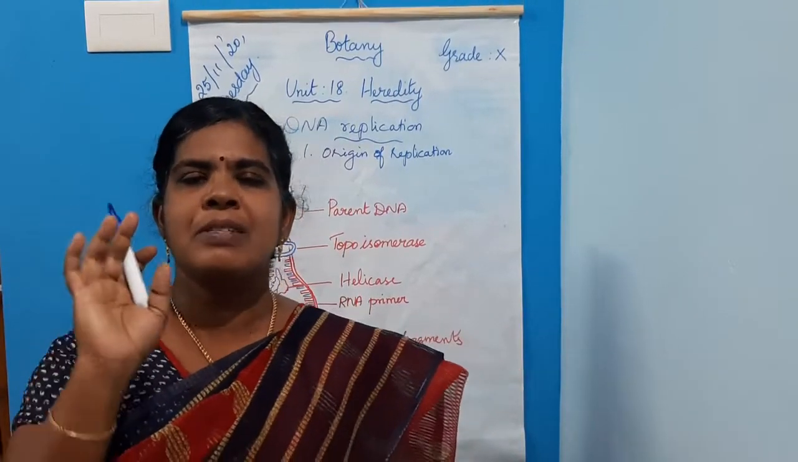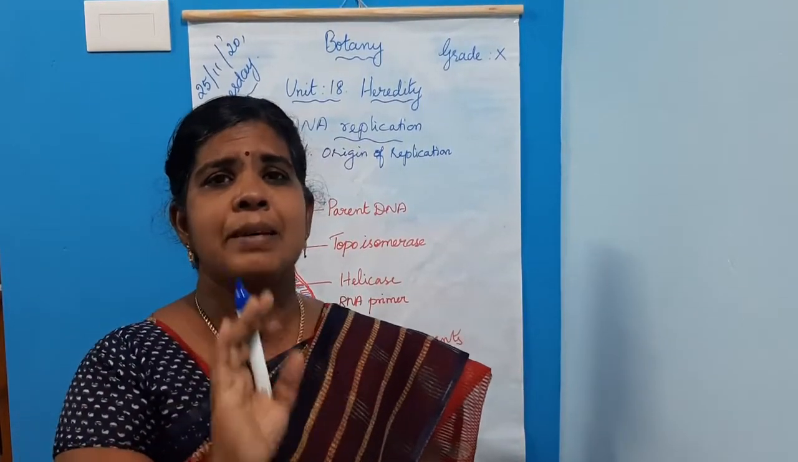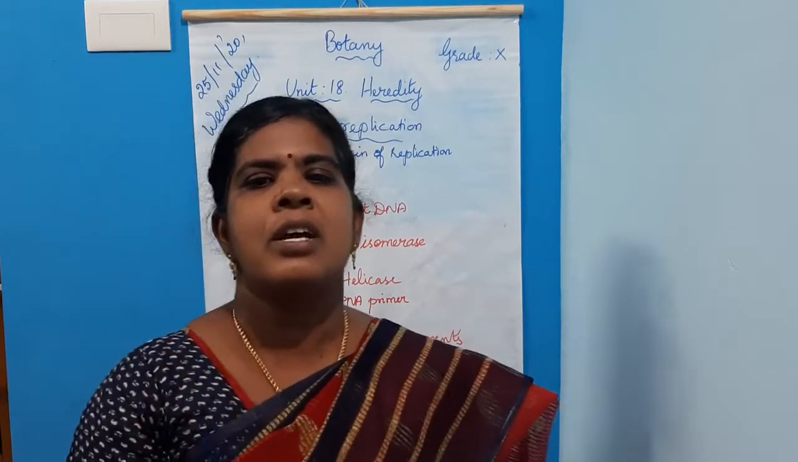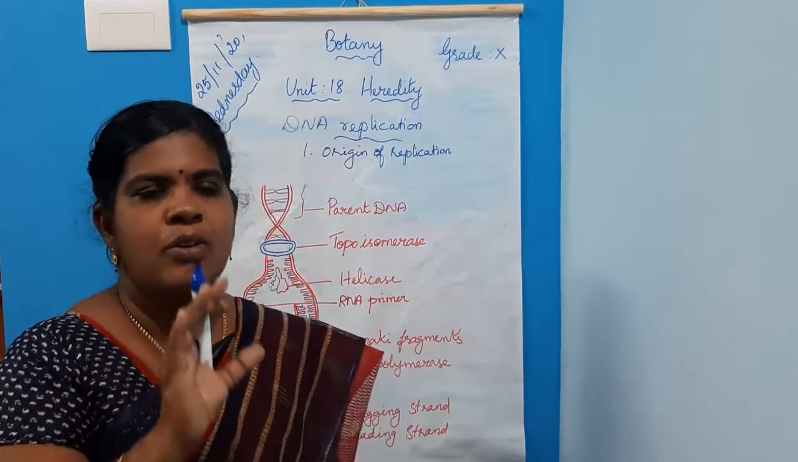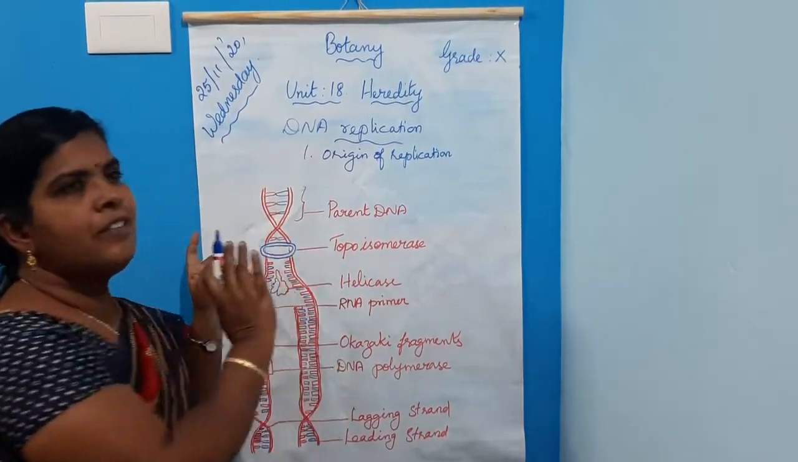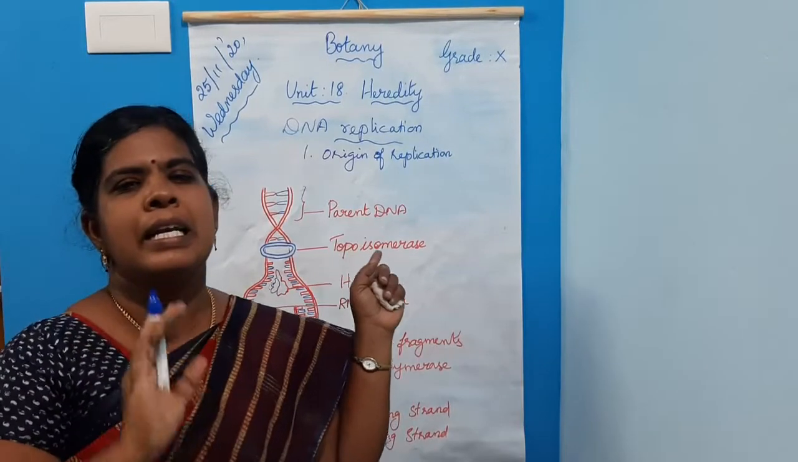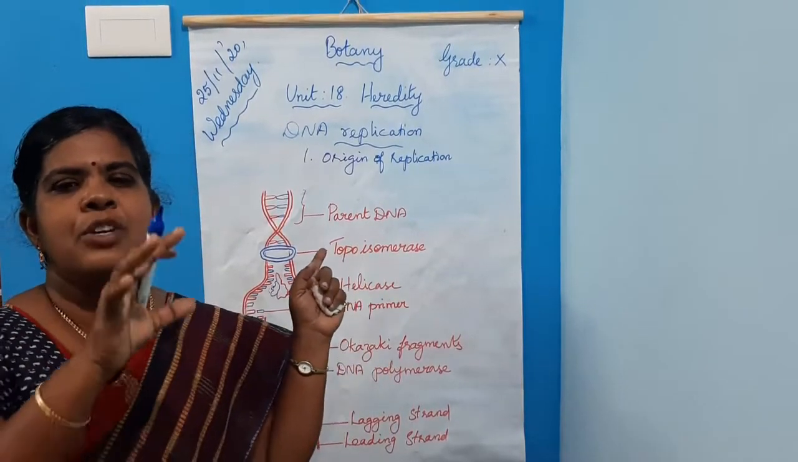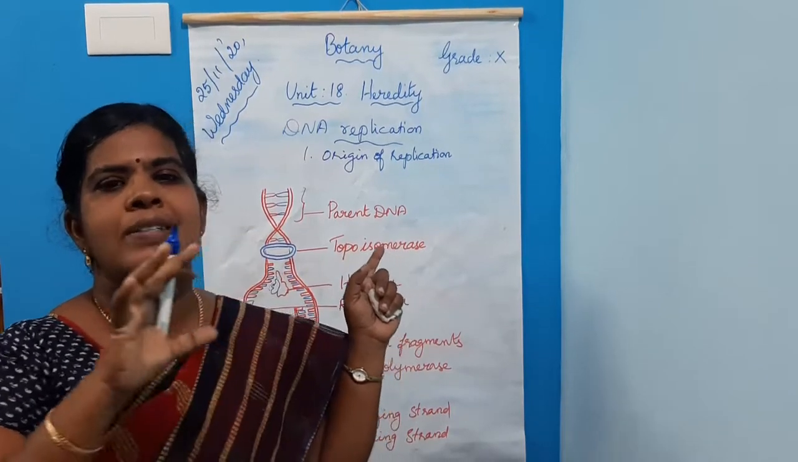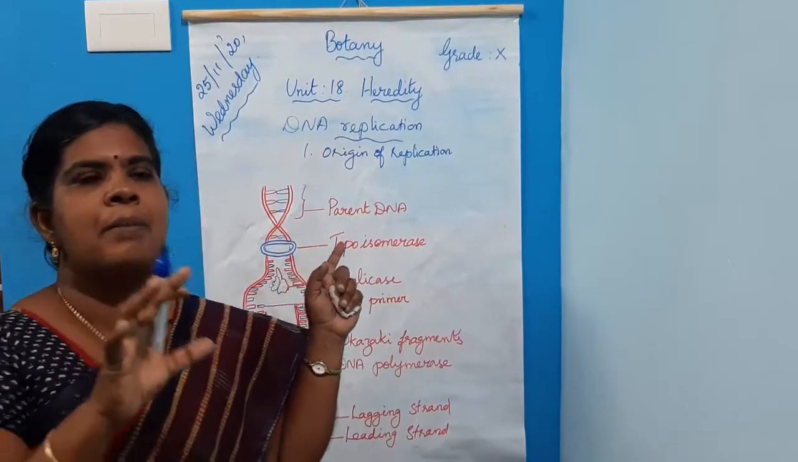Okay, so the first step in DNA replication is origin of replication. The specific points on the DNA where the replication begins. This is the structure of DNA. The specific points on the DNA where the replication begins, that is the site of replication or site of origin of replication.